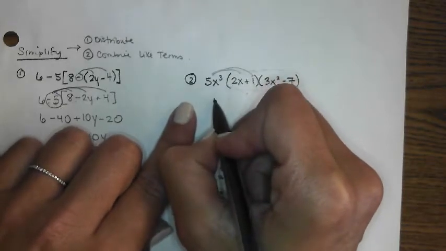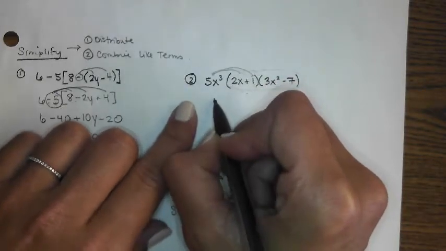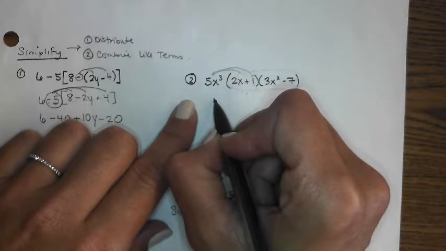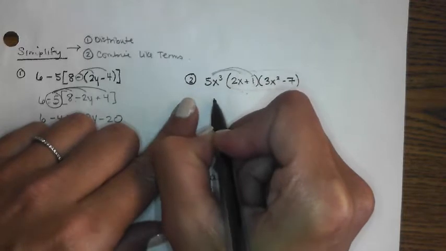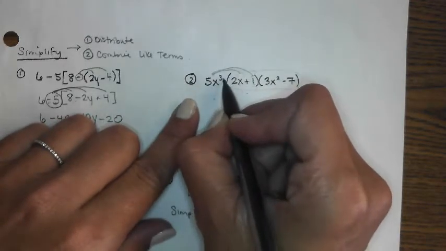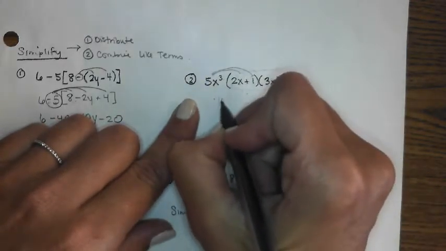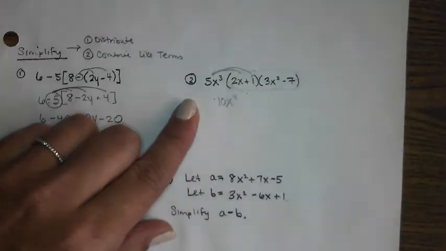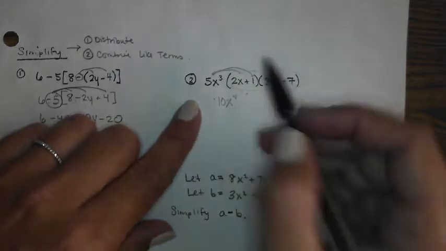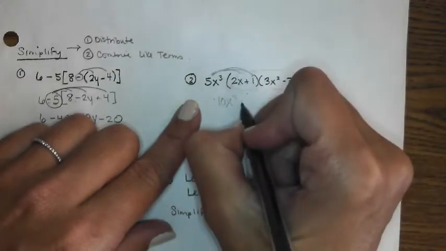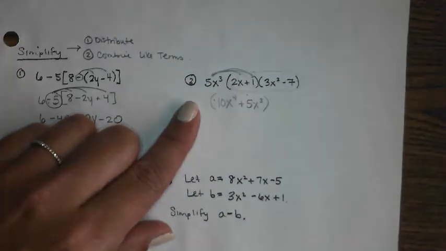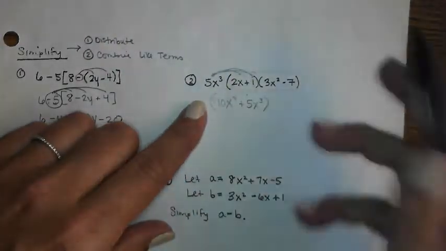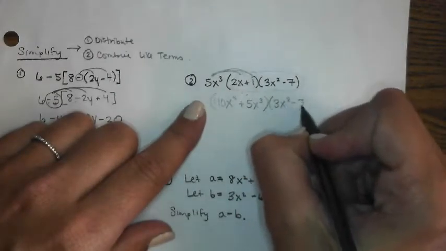What's 5x cubed times 2x, Isaiah? Someone help him out. 10x to the 4th. 5x cubed times 2x is 10x to the 4th, right? X to the 3rd times another x makes it x to the 4th. 5x cubed times 1 is plus 5x cubed. Now that needs a set of parentheses around it. And then we have the 3x squared minus 7.